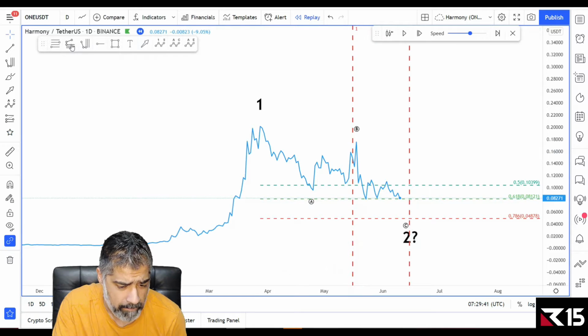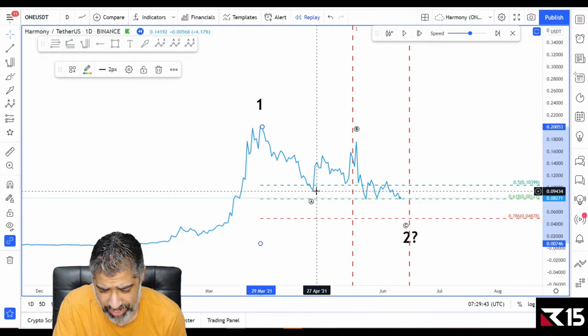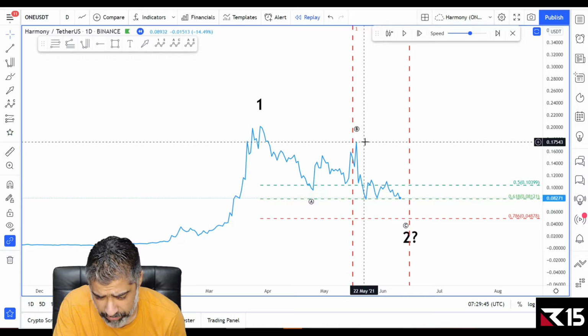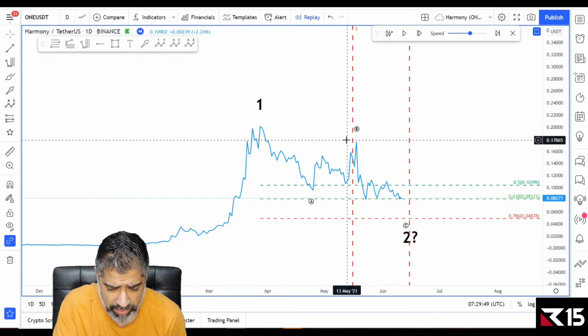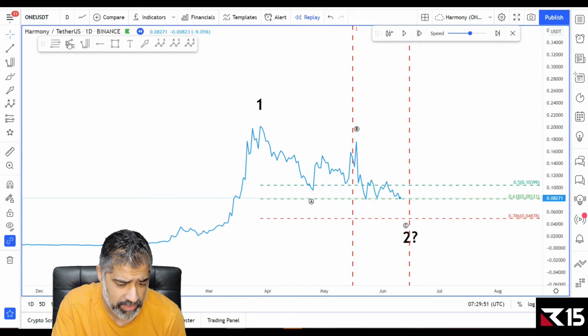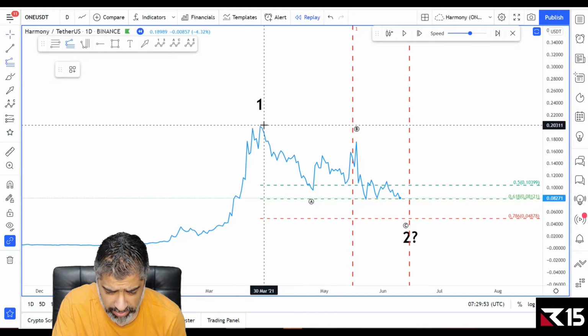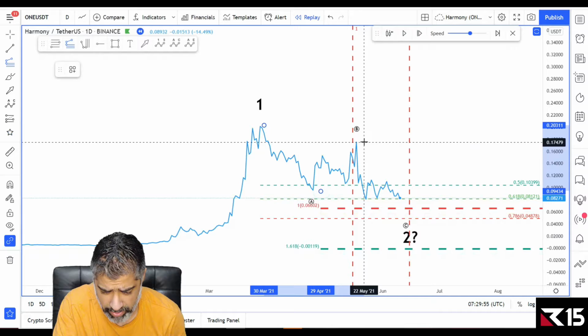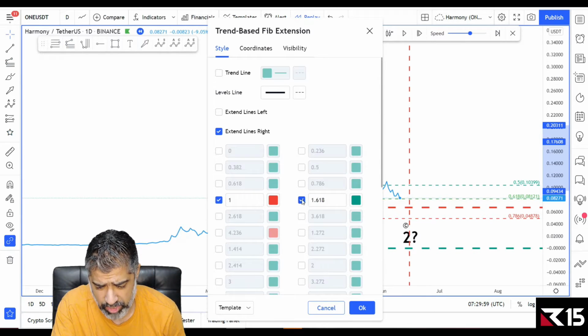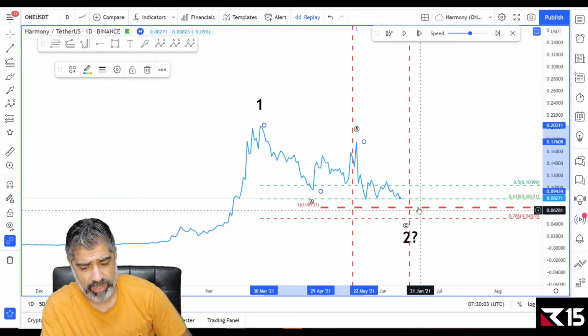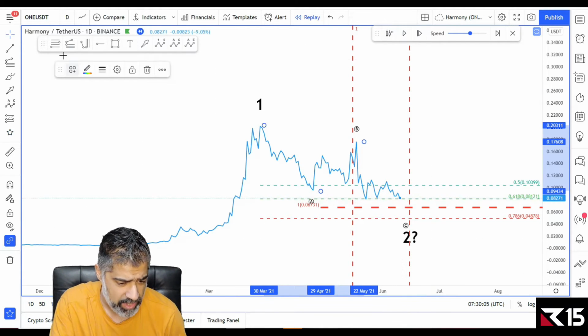Then we've got something called an extension, where we measure wave A and project it forward from wave B, because wave A and B tend to equal each other. If I just do that one more time, that didn't catch for whichever reason. There we go. And the key number here is actually the 100% and the 62%. The 100% is always the key number. So we know that's going to be a very significant number.